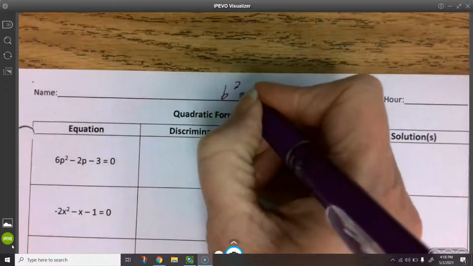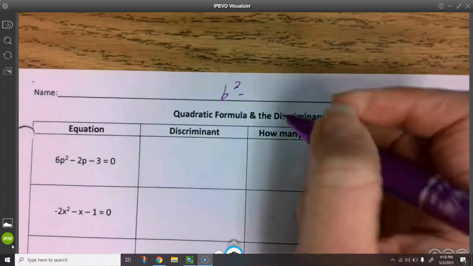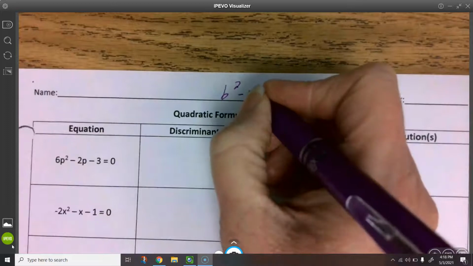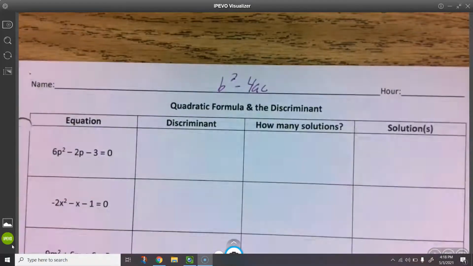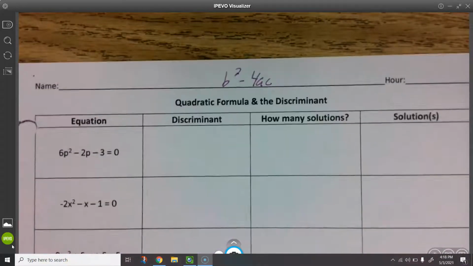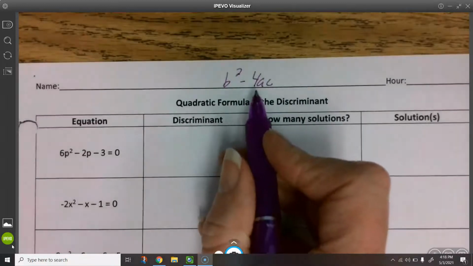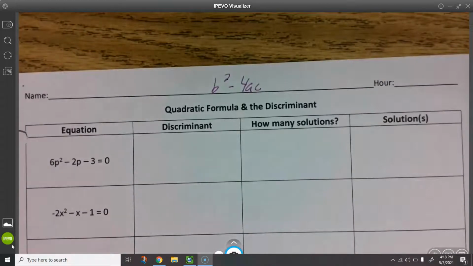That's b squared minus 4ac. Sorry, I have to sing the whole song in order to get it. Negative b plus or minus the square root of b squared minus 4ac. This is our discriminant. What's underneath the radical? That's the discriminant. We don't need to know anything else.